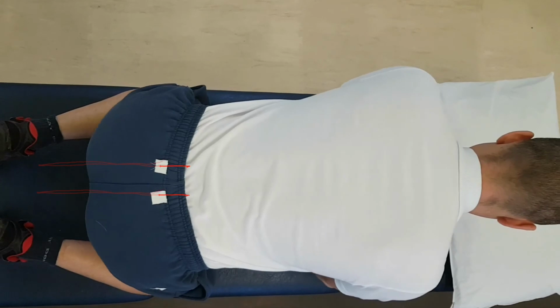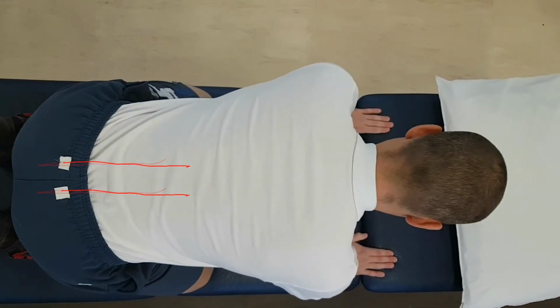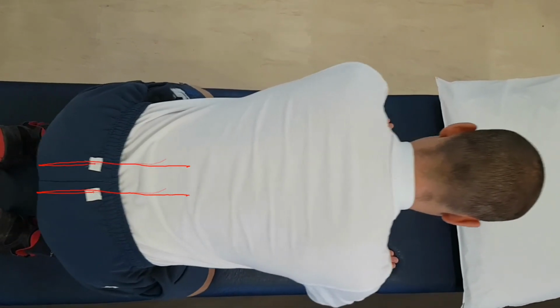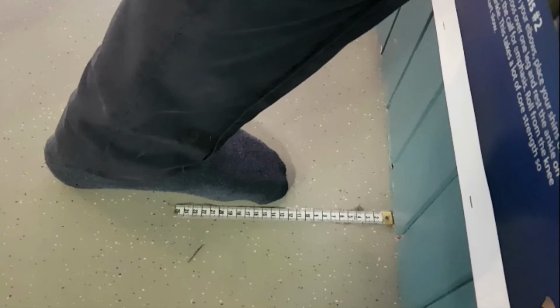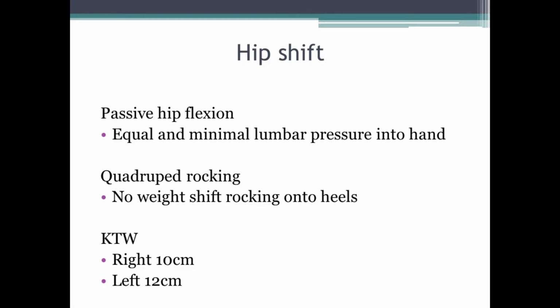The athlete shows no hip shift in quadruped rocking, which suggests the ankles may be a factor in the athlete's hip shift in the ascent of the squat. With the knee to wall test, the athlete tests comparatively tighter in the right ankle, scoring 10 cm while the left ankle scores 12 cm. Also, the athlete has equal passive hip flexion with minimal lumbar pressure to the hand. Therefore, this leads me to the conclusion that the athlete's hip shift in the ascent of the squat is caused by a capacity issue in the right ankle.